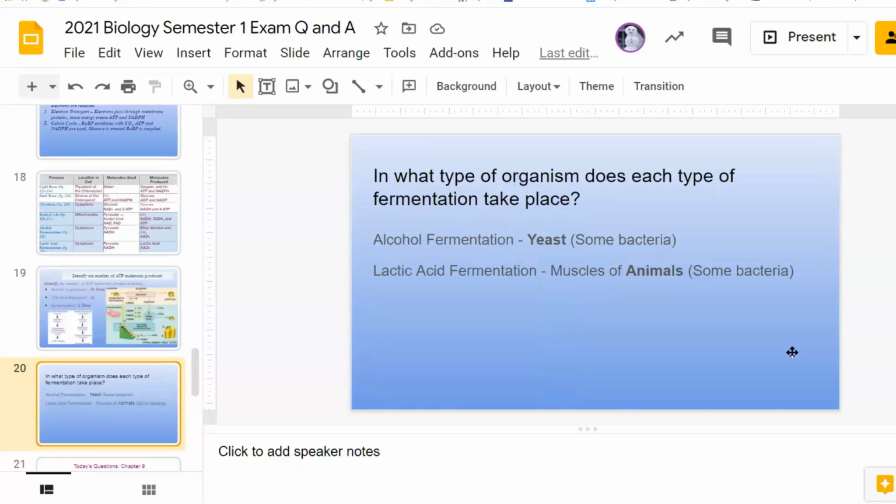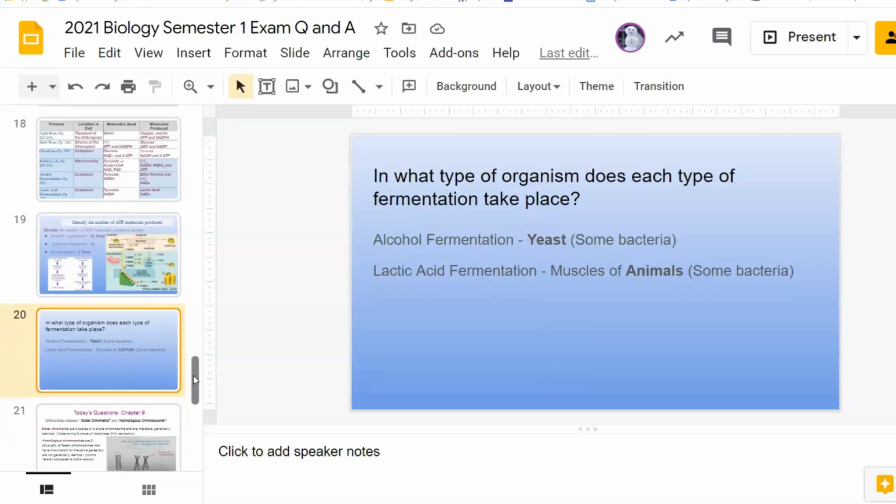Most of us have this, but a couple people had asked about who does what. So alcohol fermentation takes place in yeast, and lactic acid fermentation takes place in animals. And you could say for both of them, some bacteria. So associate lactic acid with muscles of animals, that's that burn you feel when you work out, and alcohol fermentation with yeast. Think of bread dough, it smells a little.